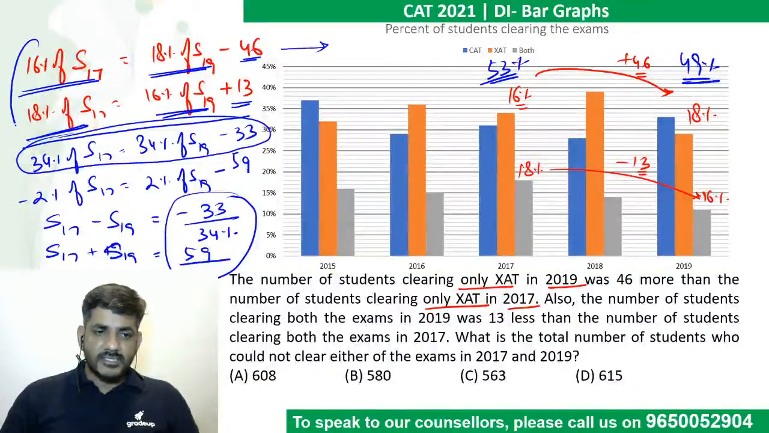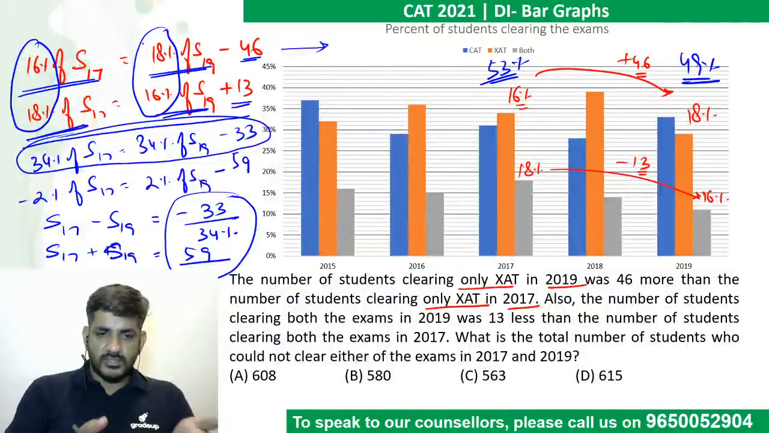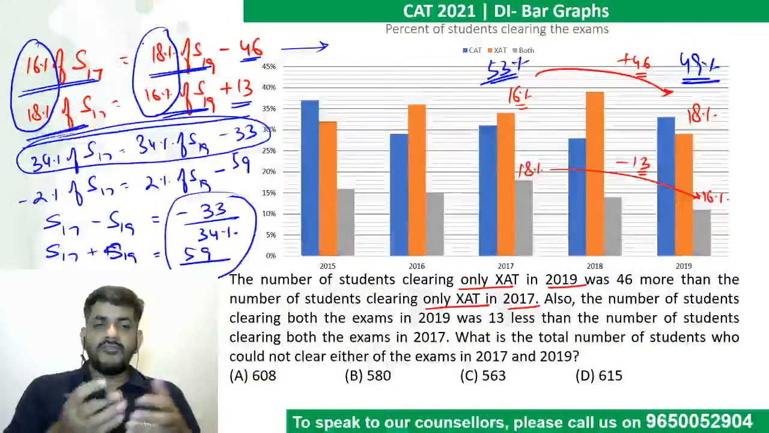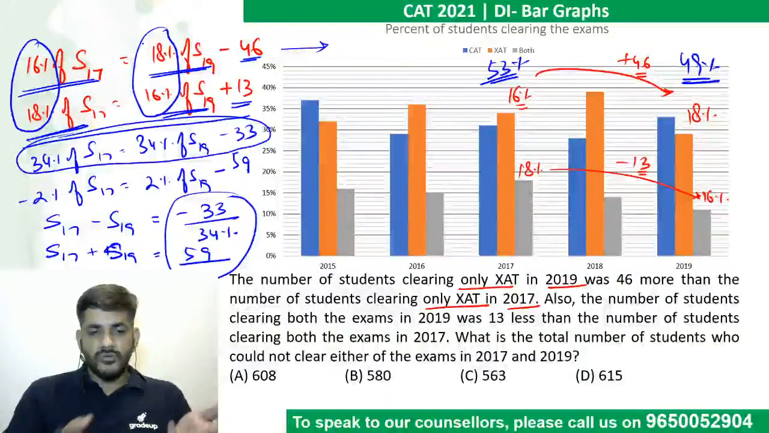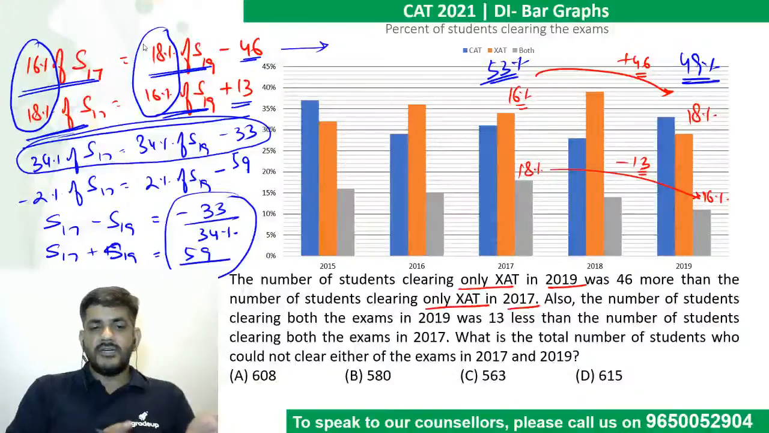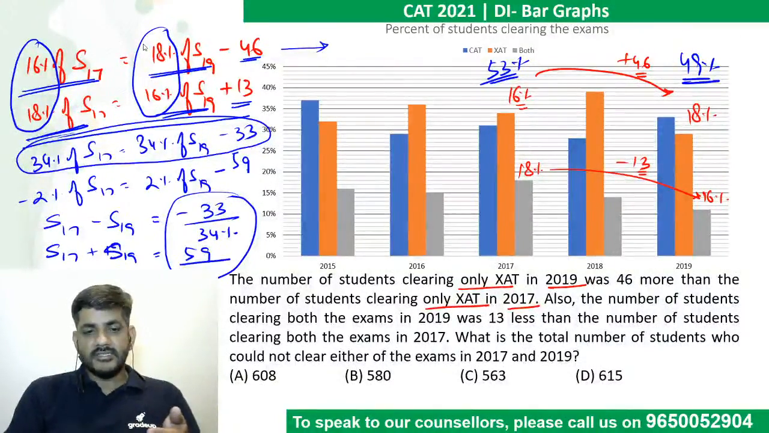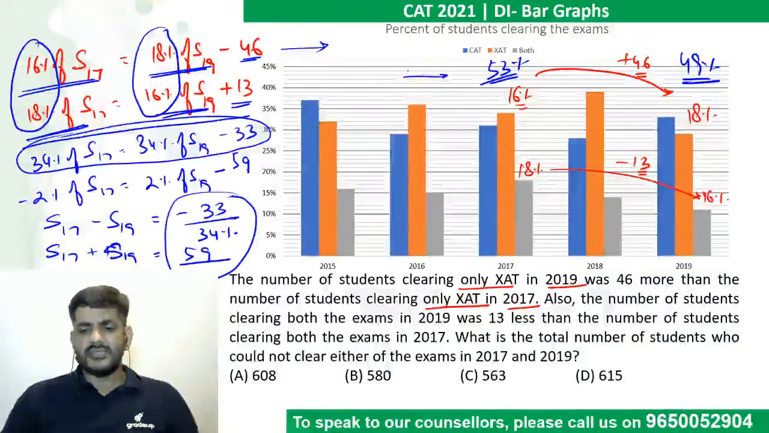Important is that this is 16 and 18, this is 18 and 16. So if we add them, we get 34 for both. That we did in the first equation. If we subtract them, we get a difference of 2. We get it in the second equation. So there are two equations in which S17 minus S19 is there. In one, S17 plus S19 is there. Two equations, two variables. Solve them, put them here, get the answer.